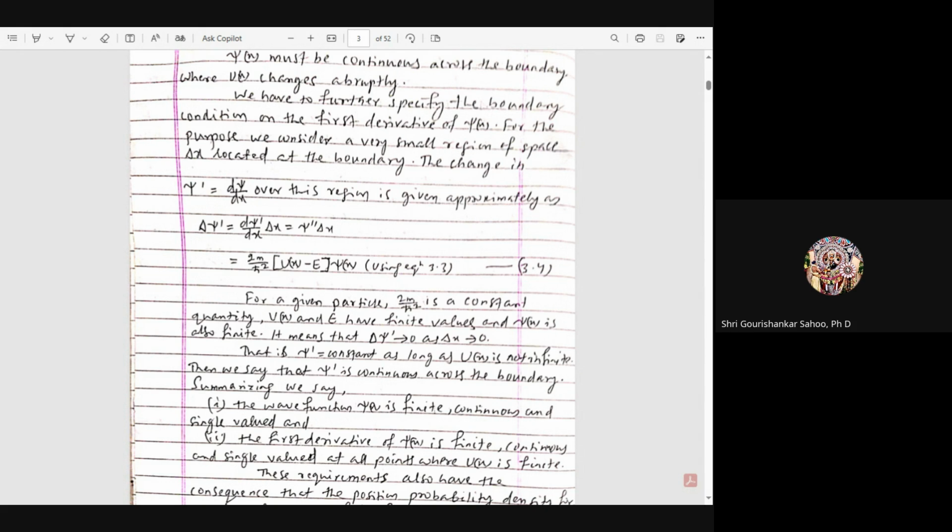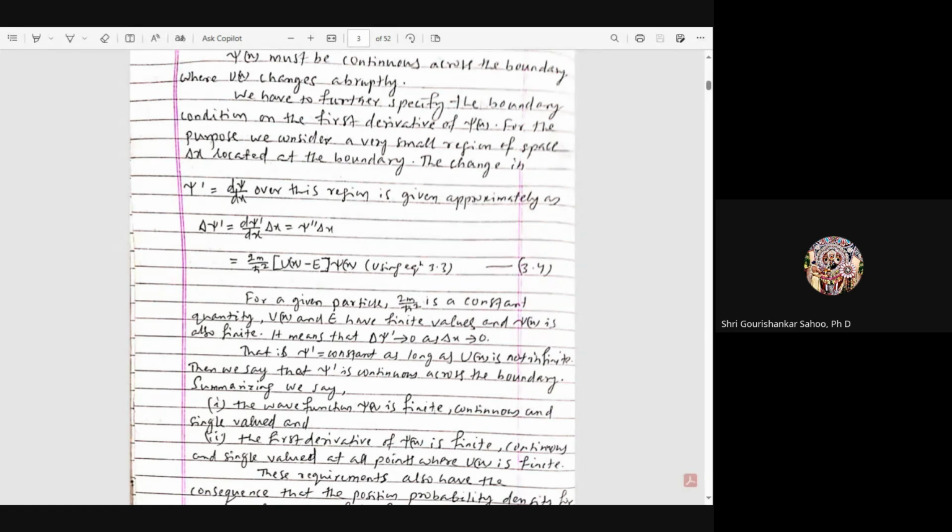For a given particle, 2m/ħ² is a constant quantity. m is constant and ħ is constant. So 2m/ħ² is a constant quantity. And U and E have finite values and psi is also finite. So Δψ' tends to 0 as Δx tends to 0.